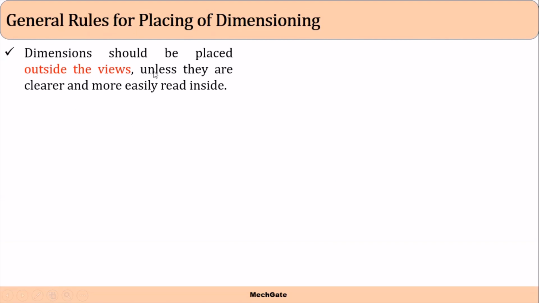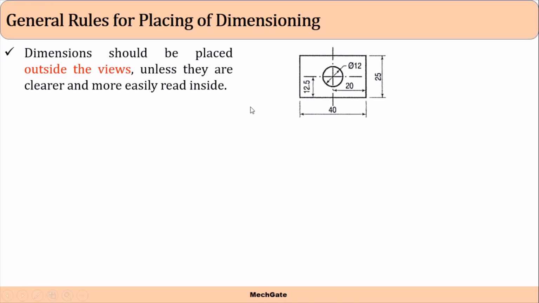Dimensions should be placed outside the views unless they are clearer and more easily read inside. So whatever dimension you place in the drawing should be placed outside the views unless they are clearer and more easily read inside. If we put the dimension inside the drawing, it will be very difficult to visualize the shape and features of the drawing, right? So that's why we should avoid placing the dimension inside the views.